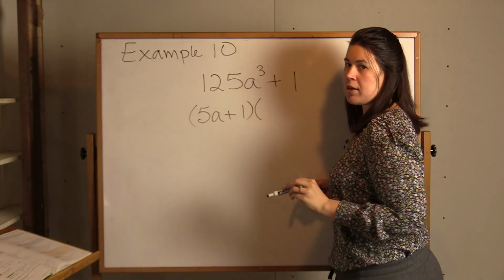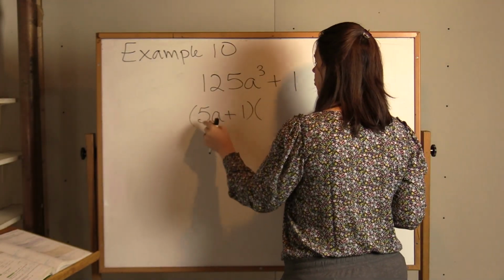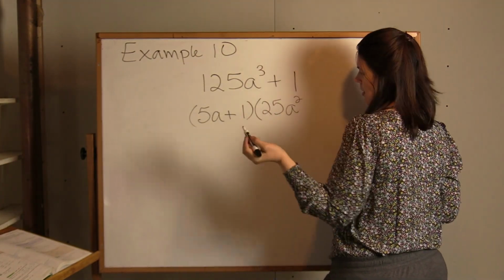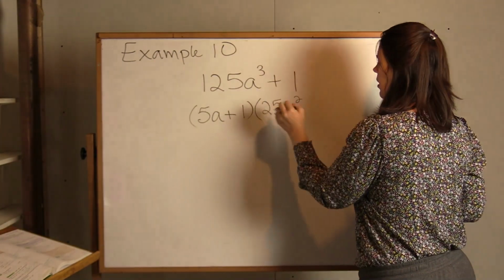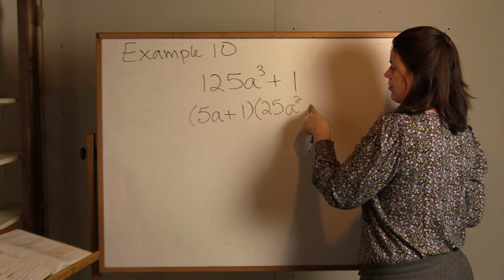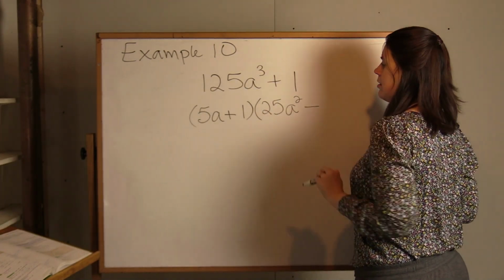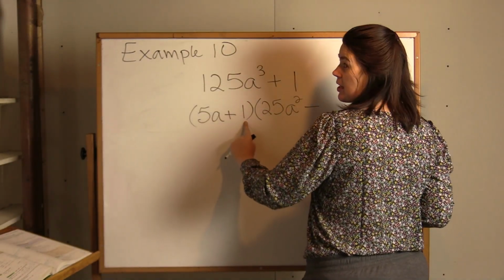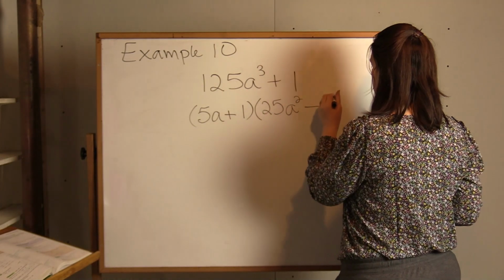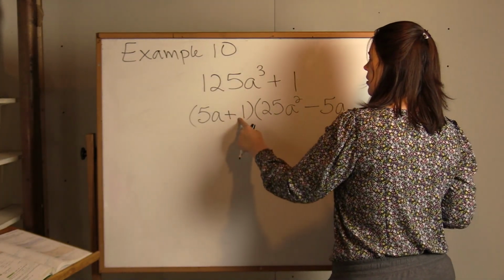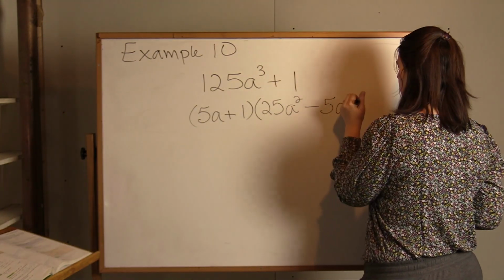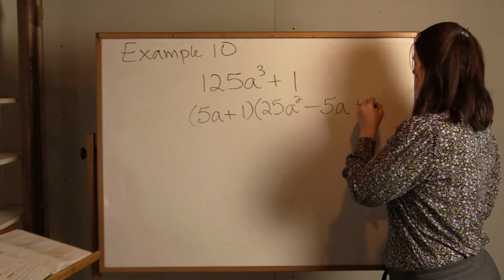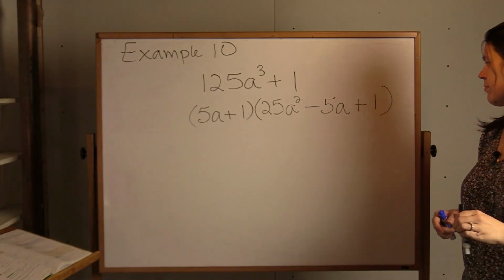Now I start my trinomial, this squared. So 5 squared is 25. A squared is a squared. Whatever this sign is, the first sign of the trinomial is the opposite. Then we take this times this. So 5a times 1 is still 5a. On the last term, it's always plus, and then 1 squared is 1. Okay?